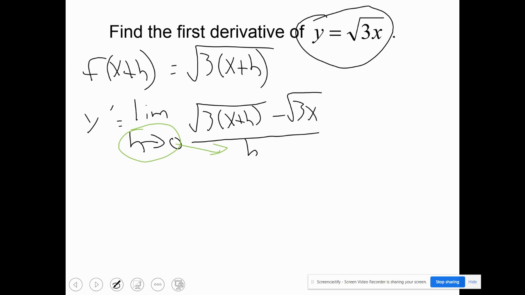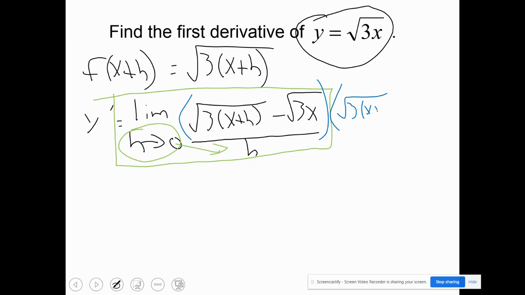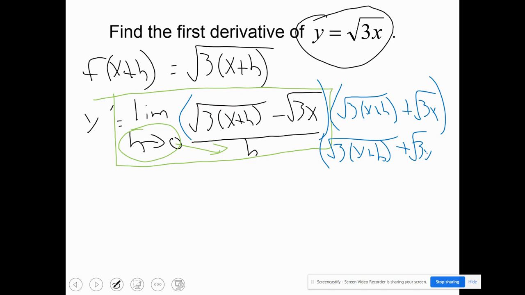I cannot plug 0 in there. And unlike the last couple, I can't factor this. So think about what the method is for evaluating a limit where you have radicals. What we talked about doing is multiplying by the conjugate. So in this one, I'll multiply by the conjugate, which should be the square root of 3 times x plus h plus the square root of 3x. And I'd have to multiply the bottom by the square root of 3 times x plus h plus the square root of 3x.